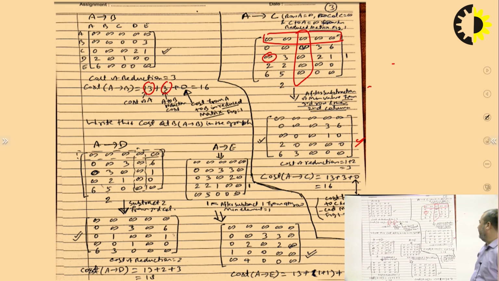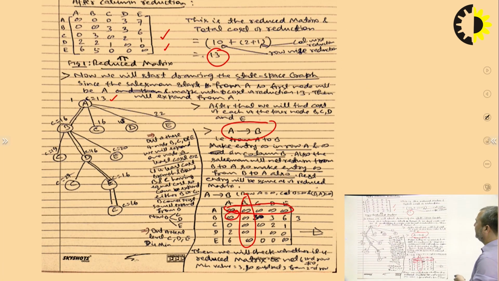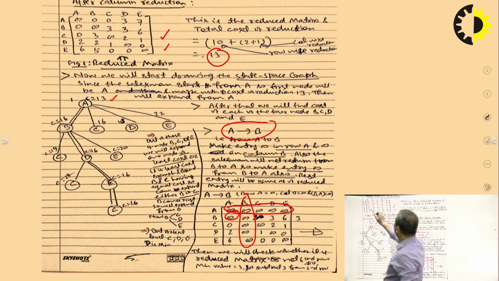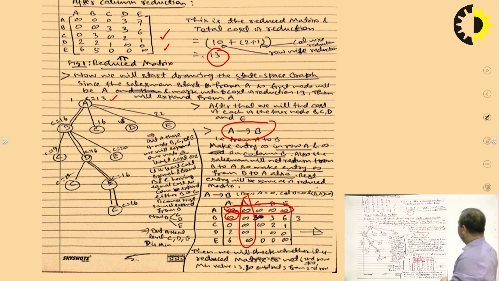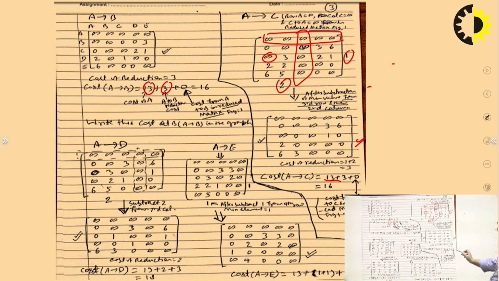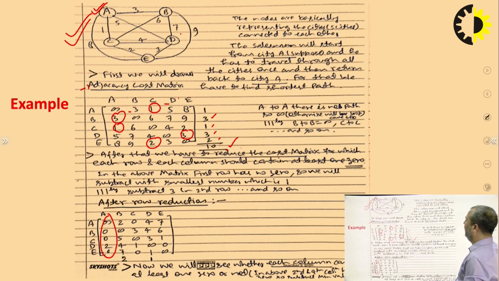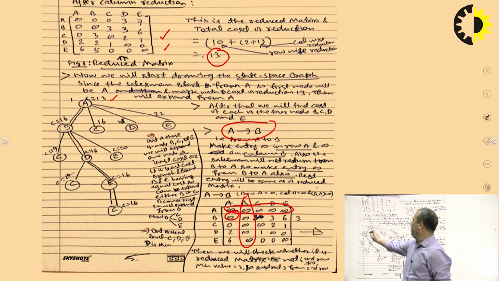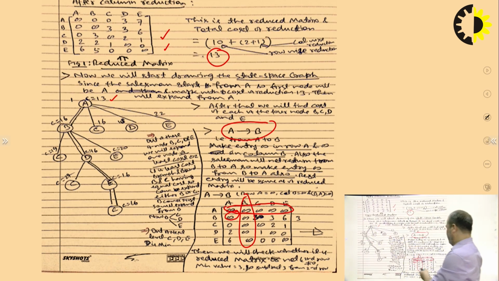You can verify that. So the cost of reduction from A to C will be the cost of A, that is 13, and the cost of C. The cost of C is what? 1 plus 2, 3. And the cost from A to C in the reduced matrix. Where is the reduced matrix? This is the reduced matrix. And the A to C cost is 0. 13 plus 3 plus 0. So again, the cost from A to C will be 16. So in the state space, we will mention A to B is 16, A to C is also 16.